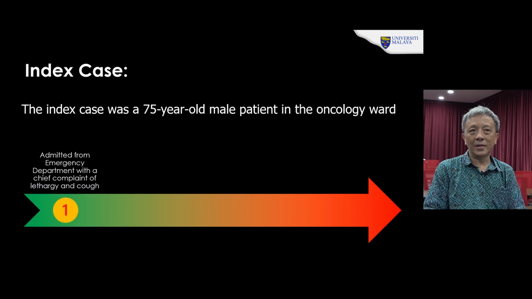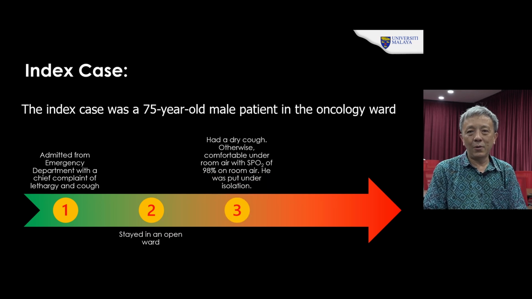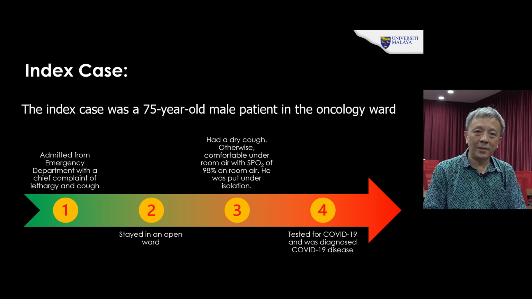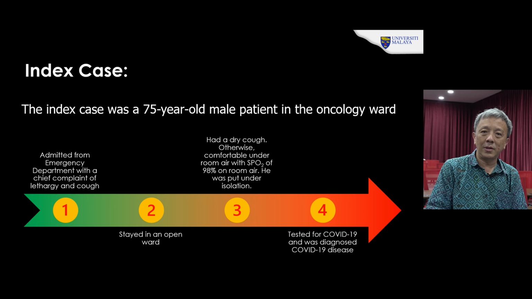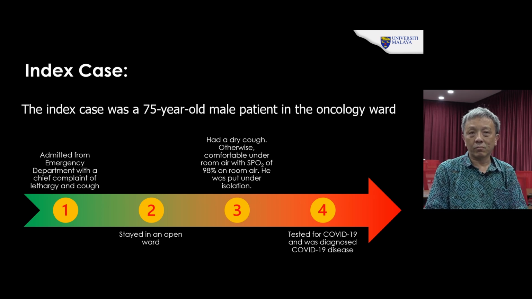The index case was a 75-year-old man who was in the oncology ward. On day one, he was admitted from the emergency department with a chief complaint of lethargy and cough. The healthcare worker placed the old man in an open ward. An open ward is a ward where there are many patients within the same ward, and it is not a COVID ward. It's an oncology ward, so there are many oncology patients within that ward.